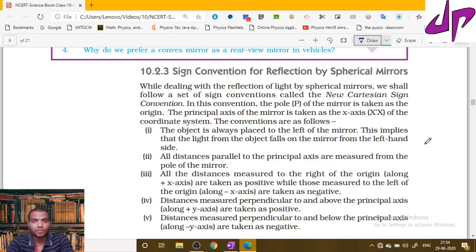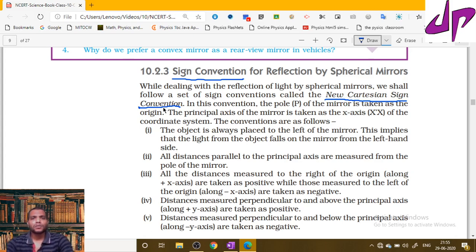The next concept is sign convention. To do the problems, we need to find out the focal length of the given mirror. For that, we need to follow certain rules. These rules, given by Cartesian, are known as the Cartesian sign convention. What exactly is it?